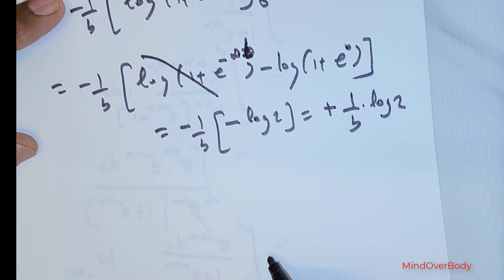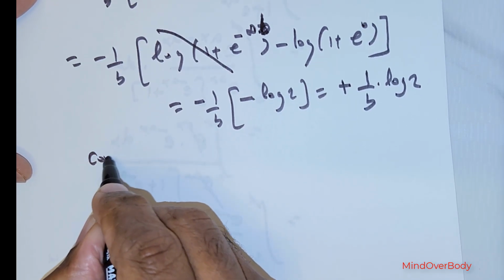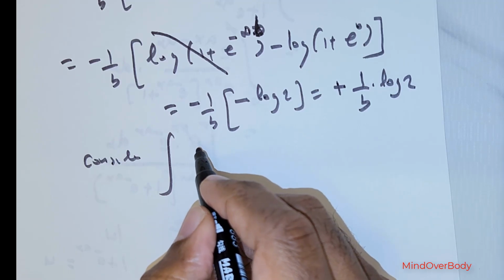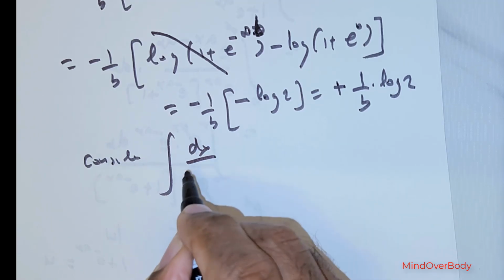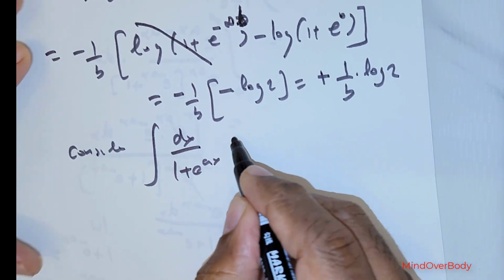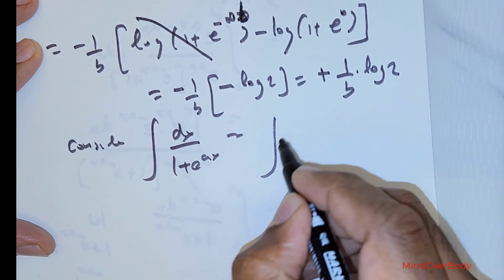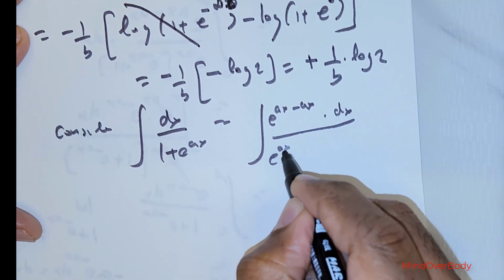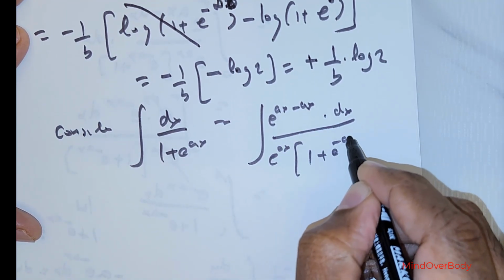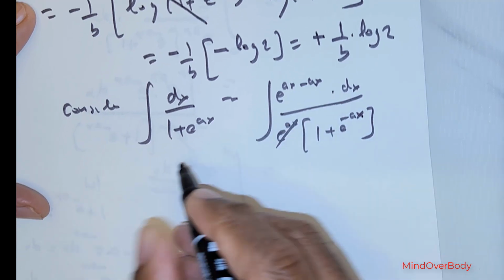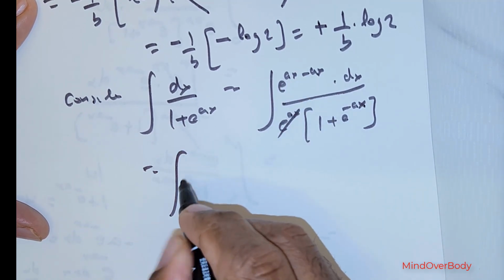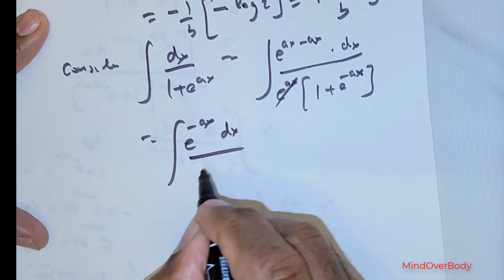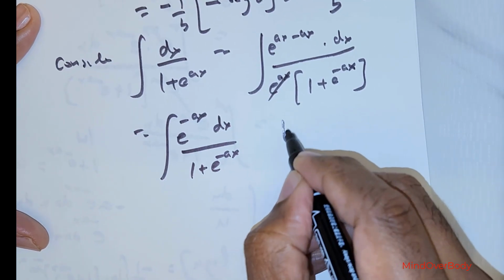So this is for the first part. Now we have to go to the second part. So consider the integral. The second part is integral dx over 1 plus e raised to the power of ax. I can rewrite this as e raised to the power of negative ax times dx divided by e raised to the power of ax times 1 plus e raised to the power of negative ax. Now these two can be cancelled, giving me e raised to the power of negative ax times dx divided by 1 plus e raised to the power of negative ax.